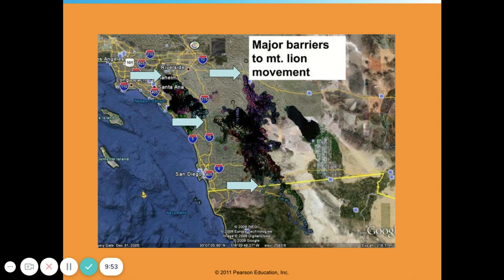Here's a satellite image looking at habitat fragmentation in California. Conservationists are looking for ways to build corridors connecting these fragments together to allow for the large home range movement of something large like a mountain lion.